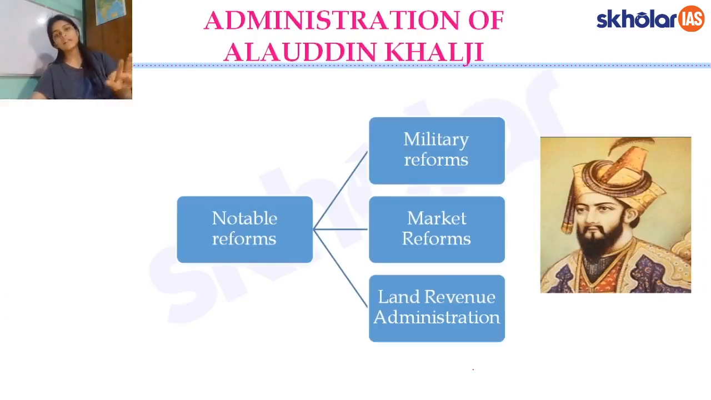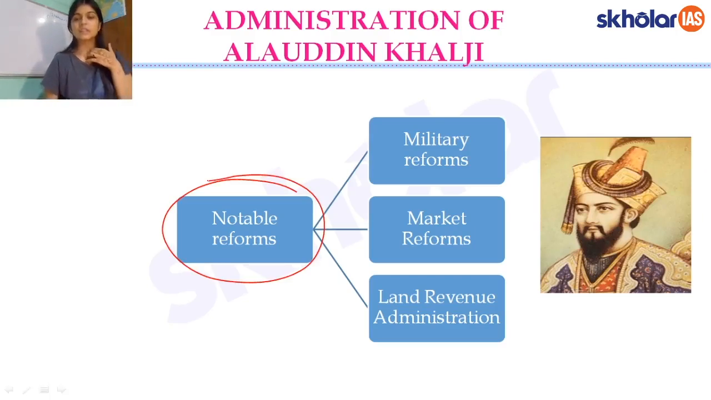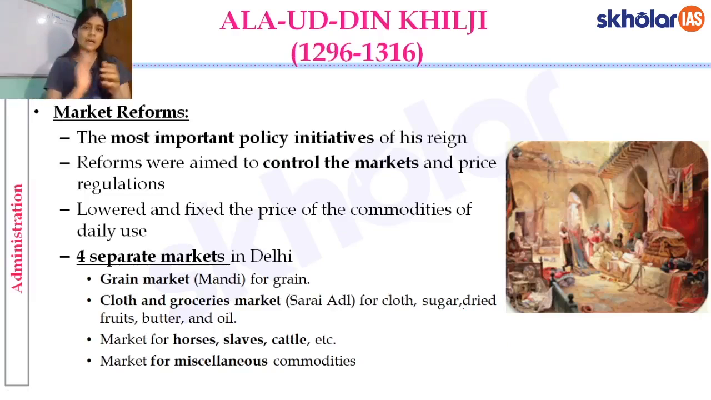Okay, so we have understood the conquests of the Sultan, we have understood his general administration and his policy towards the nobles. Now we'll talk about a very notable feature of Alauddin's reign, which is some key notable reforms that Alauddin had brought about. To put them very broadly, he brought certain reforms in the military, certain reforms in the market or economy, and certain reforms in the land revenue administration, right? So we'll study them one by one, starting off with the market reforms.